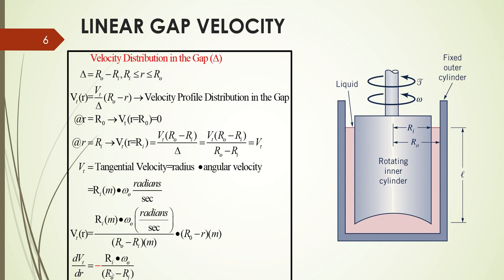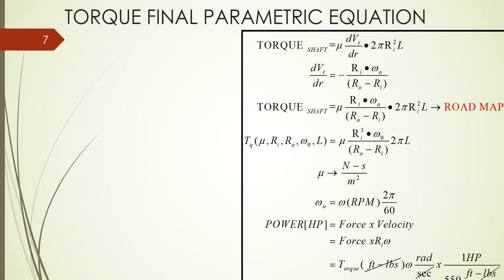If we look at the derivative to find our shear strain, it is defined as dVt dr is equal to minus r sub I times omega naught divided by R0 minus r sub I. You should go through it and make sure that you see that derivative. The negative sign here is not a problem. It simply implies that the rotation opposes the shear stress or the fluid drag.